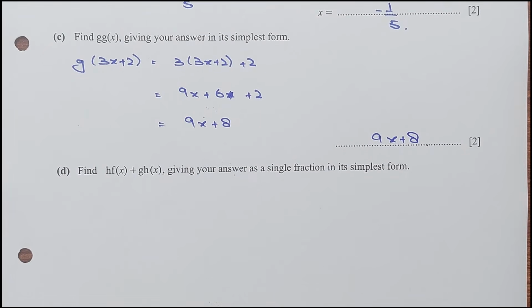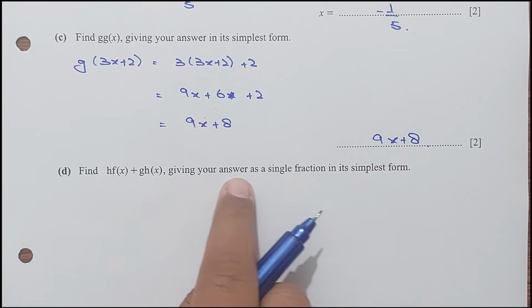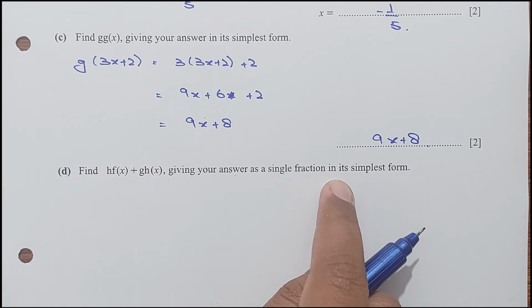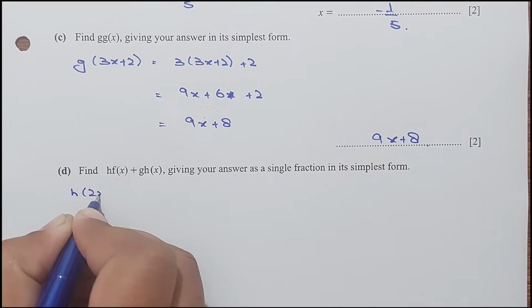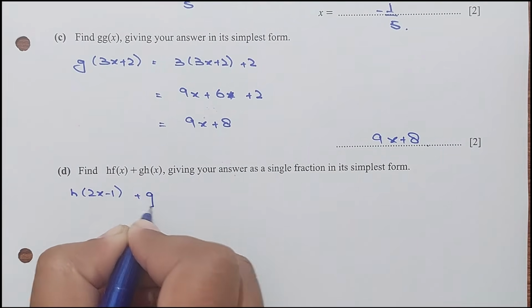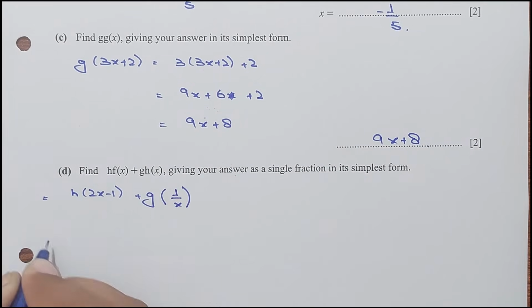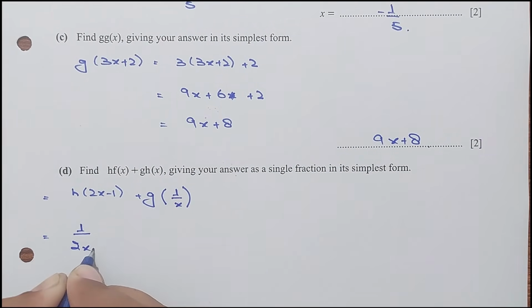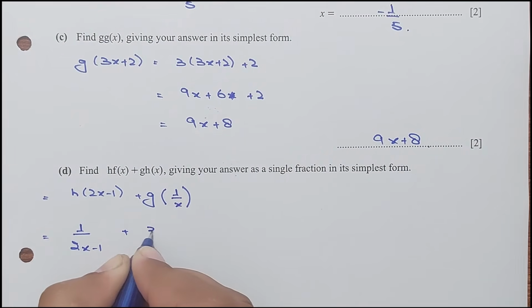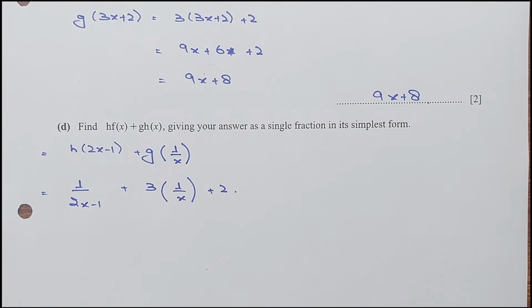Now for part D, find h complement f of x plus g complement h of x, giving your answer as a single fraction in its simplest form. Okay, hf of x is 1 over 2x minus 1, plus gh of x is 3 times 1 by x plus 2. Right, so we have to simplify this further.